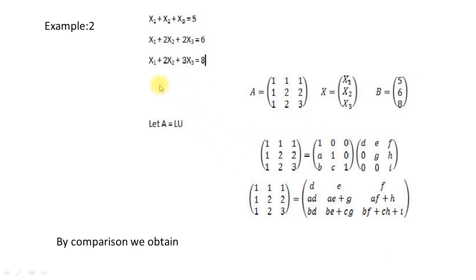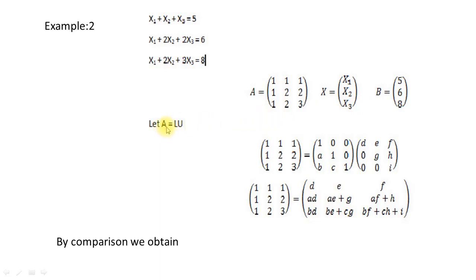Now next example, in this example we have x1 plus x2 plus x3 is equal to 5, x1 plus 2x2 plus 2x3 is equal to 6, and x1 plus 2x2 plus 3x3 is equal to 8. Now use the LU decomposition method to find the solution of this system. First of all, write the system in matrix form. This is matrix A, this is matrix X, and this is matrix B.